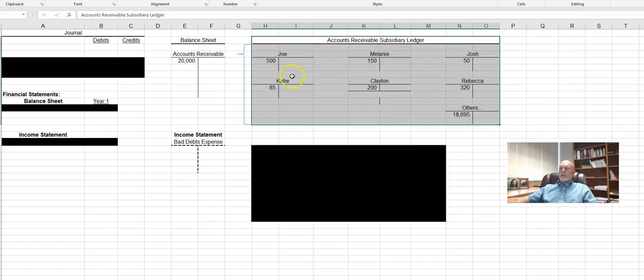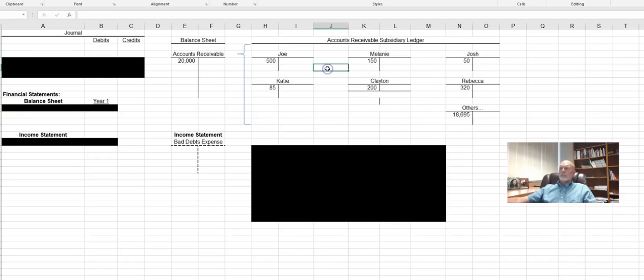As you can see here, I've got a bunch of individual customer accounts listed, and each customer has an account balance. If you were to add up all of these different customer balances in the subsidiary ledger, all of those would add up to the balance in the accounts receivable account. I'm going to double click on that, and you can see that this total in accounts receivable represents the sum of all of these individual customer balances. So we don't constantly refer to the subledger, but it's always there.